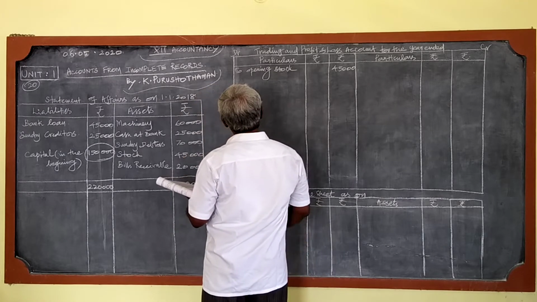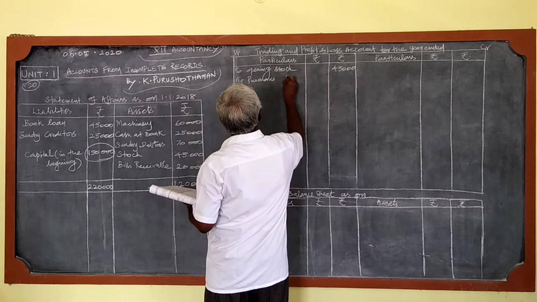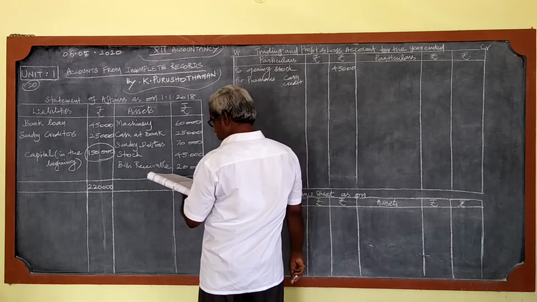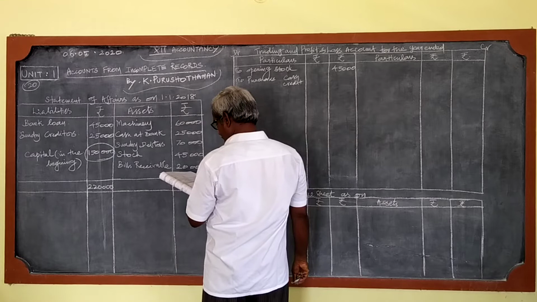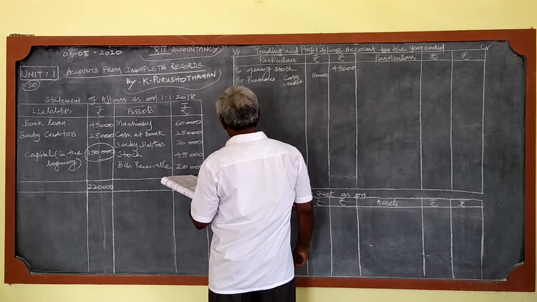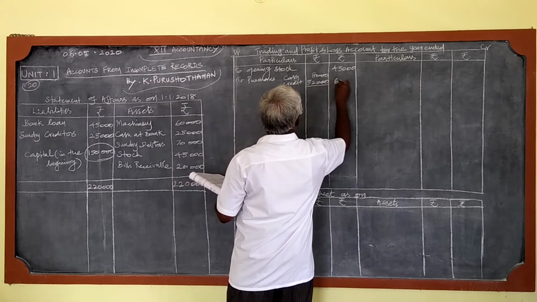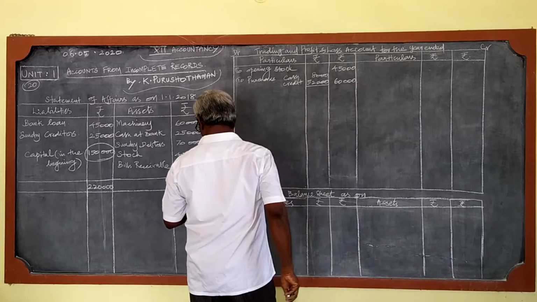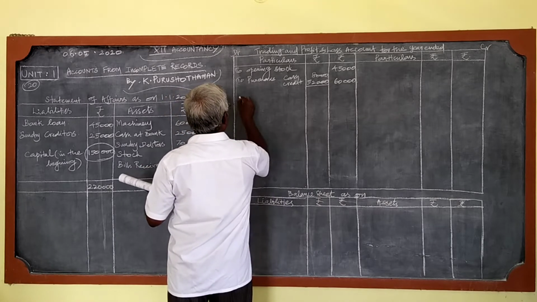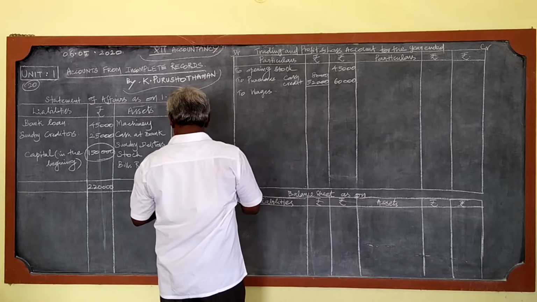Then the second one, to purchases. Cash, credit. These two items are given under the box. Cash purchases 8,000 and credit purchase is 52,000. So totally 60,000. The next item that will appear is the direct expense wages. To wages 6,000.